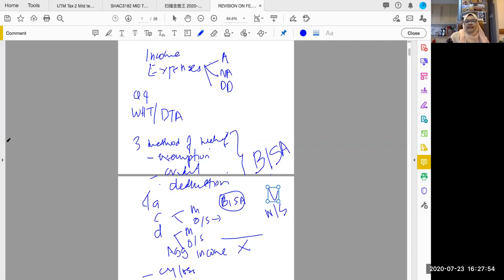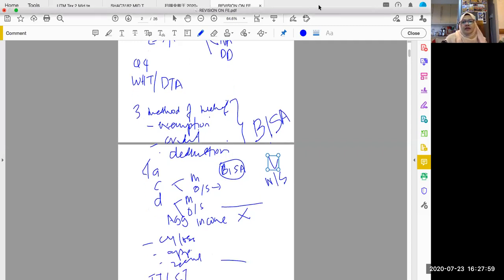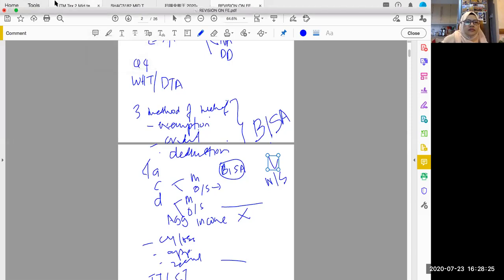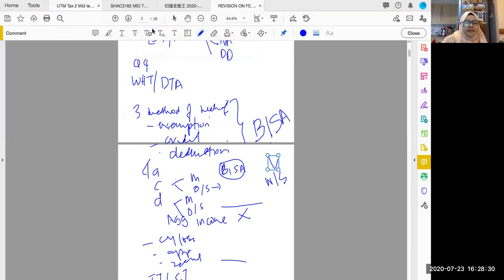Okay, so the example in the textbook, mana? Hold on, yeah. Where is the... nak buka apa tadi ya? Tak ingat dah. Double tax agreement ya. Hold on ya, I cari jap. File, recent file, double tax agreement. Okay.